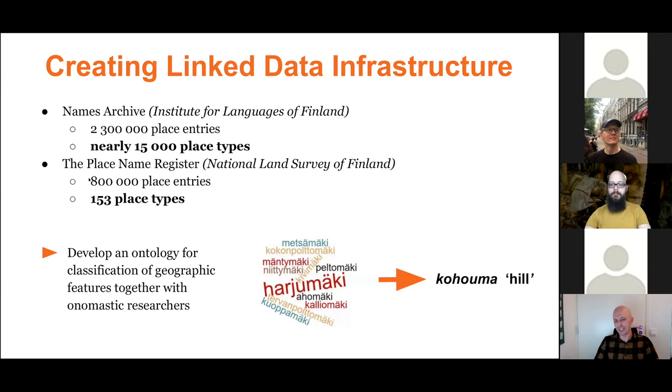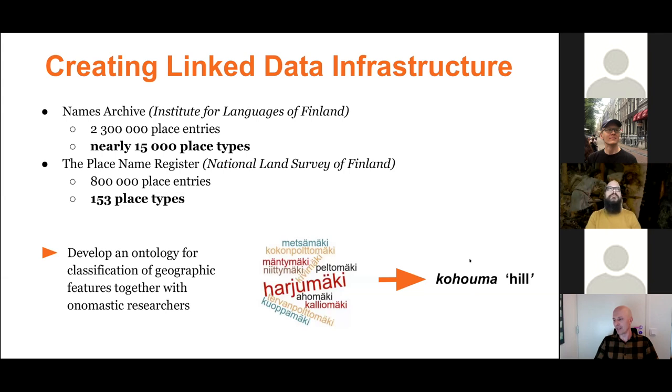But that's not enough, of course, because the data is not compatible. For example, with regards to place types, in the names archive, the collectors have used nearly 15,000 different types for categorizing the places, whereas the official register has only 153 place types. So we started there, and together with the onomastic researchers, we created a domain ontology for place types, where all these different expressions were mapped by hand by an expert on these official place types.